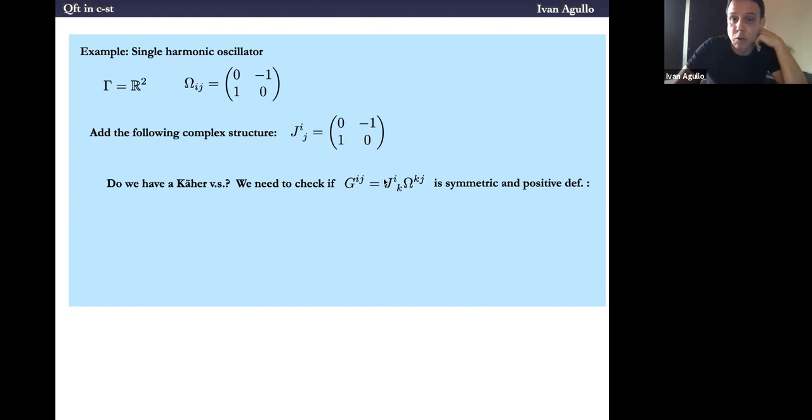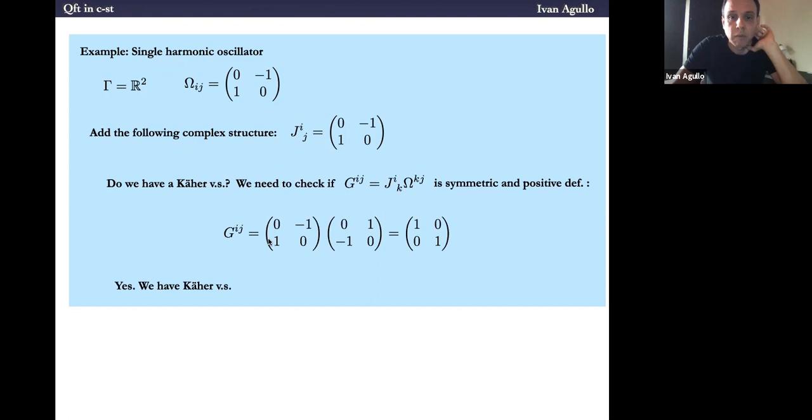Let me check it. I put J here, I put the symplectic here, I multiply and I get the identity. That is a symmetric and positive definite metric. Therefore, we have a Kähler space. So phase space with the standard symplectic and this J is a Kähler space. Or with this G is a Kähler space. We have the three structures.